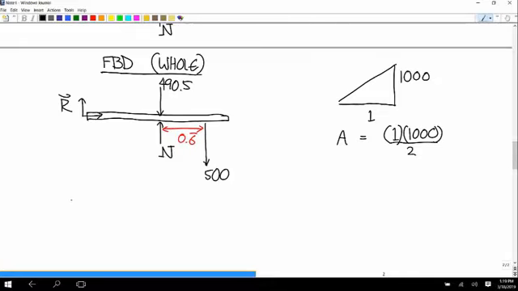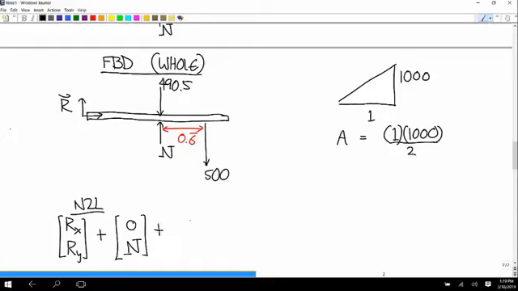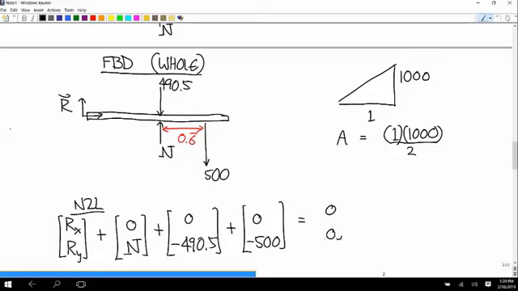And so now Newton's second law says Rx, Ry plus 0 N plus 0, negative 490.5 plus 0, negative 500 is equal to zeros.